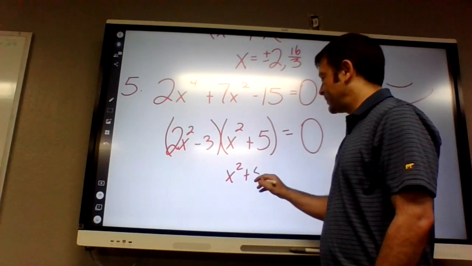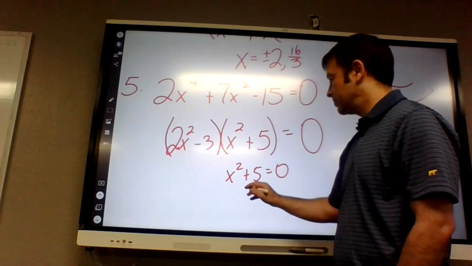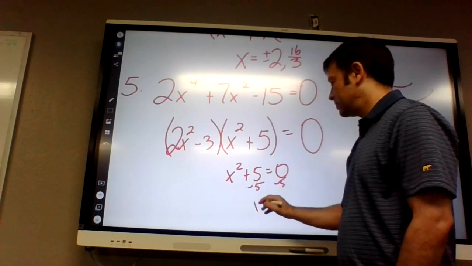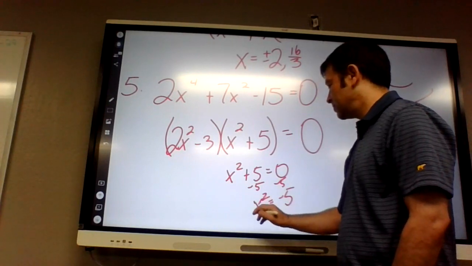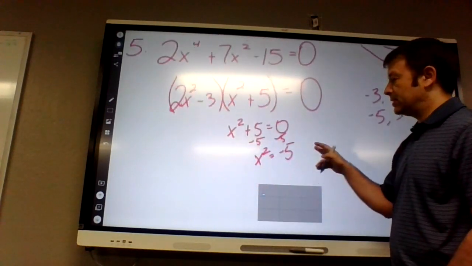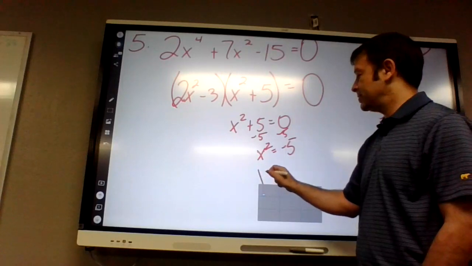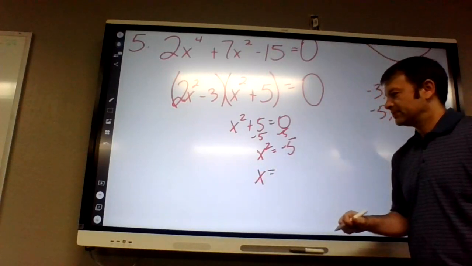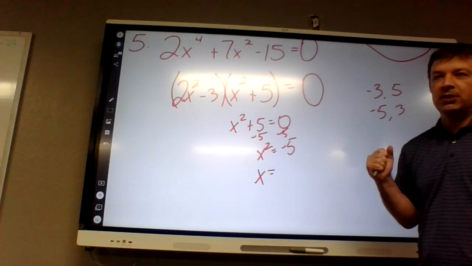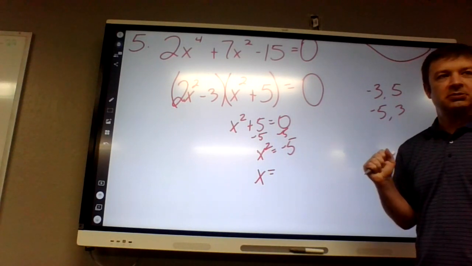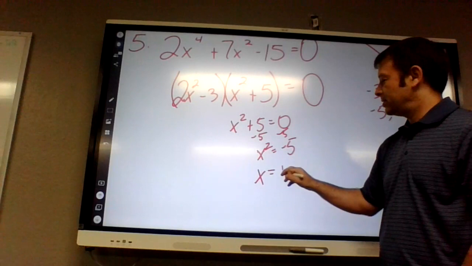So we want both these factors to equal 0. x squared equals negative 5, so x equals what? Come on, big money. Plus or minus i square root of 5. There you go.